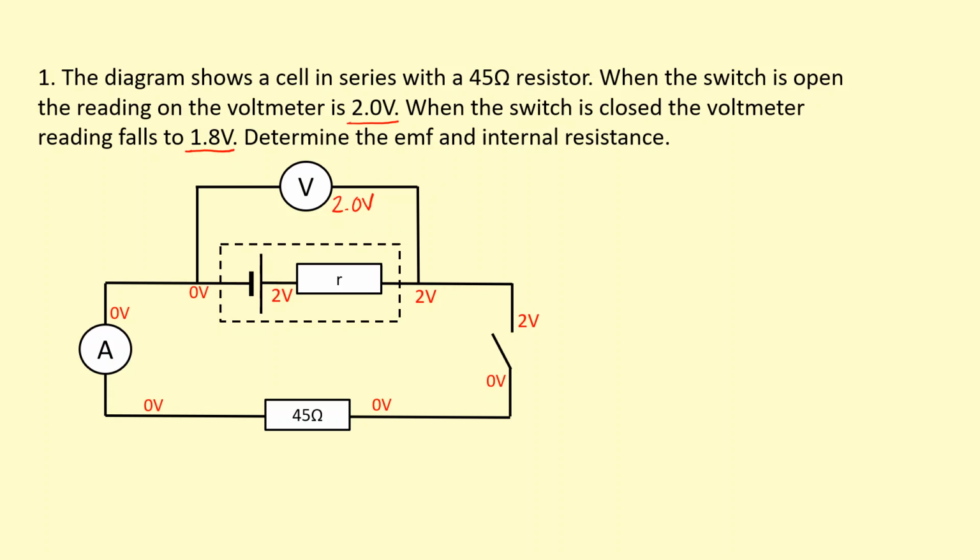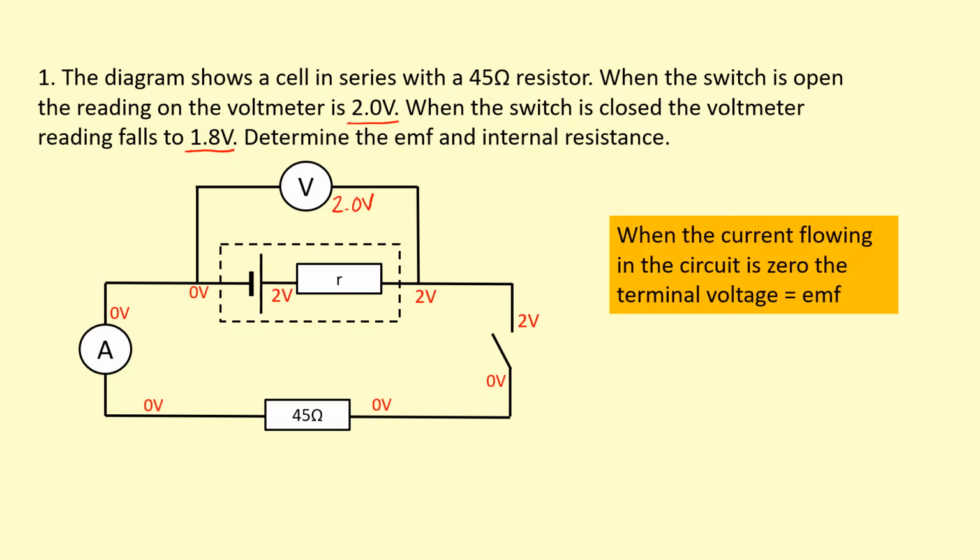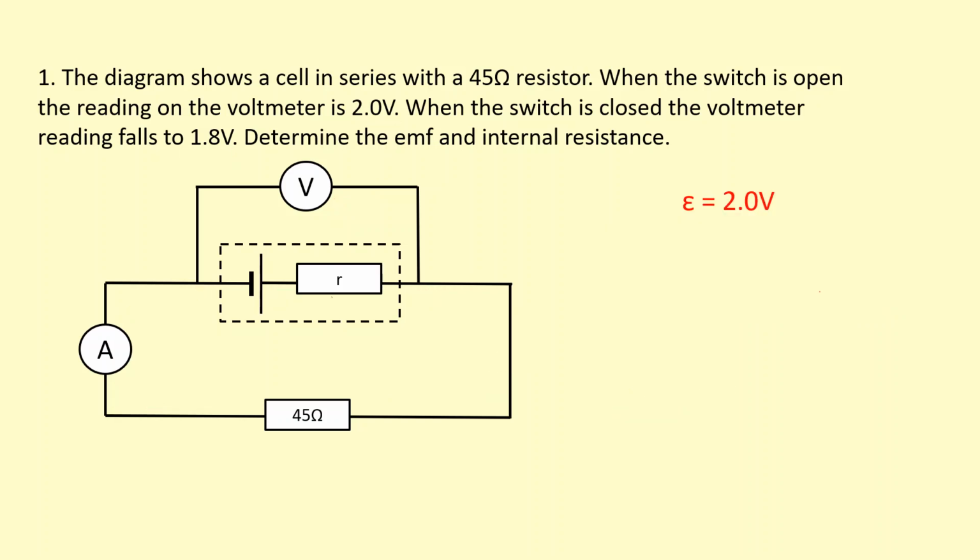So in other words, when there's no current flowing in the circuit, the current is 0, the terminal voltage is equal to the EMF. So in this question, this first sentence tells us that the EMF of this circuit is equal to 2.0 volts. Now that we've got the EMF, we can figure out the internal resistance. We're going to use this information here, that when the switch is closed, the voltmeter reads 1.8 volts.